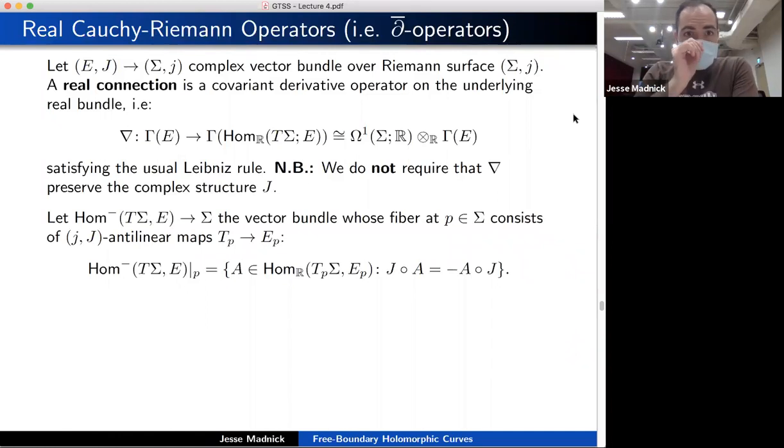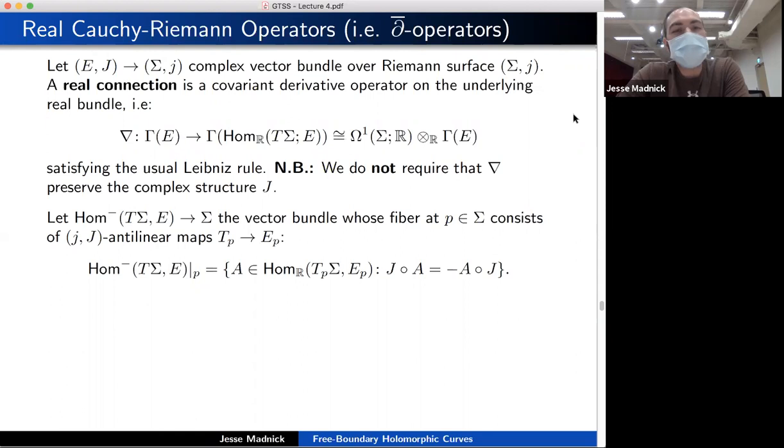So let's say you have a complex vector bundle E over a Riemann surface sigma. Now a real connection is just my word for a connection on the underlying real vector bundle. So basically forget the complex structure on E. This sounds like a weird thing to do, but forget the complex structure on E, and just take an ordinary covariant derivative operator. That's going to be called a real connection. The important point here is that we're not requiring that our real connection, nabla, preserve the complex structure.